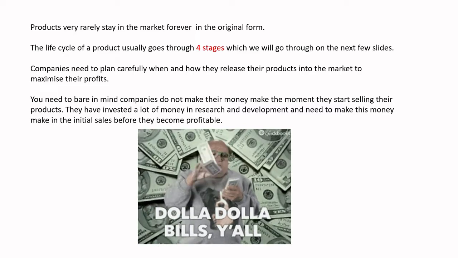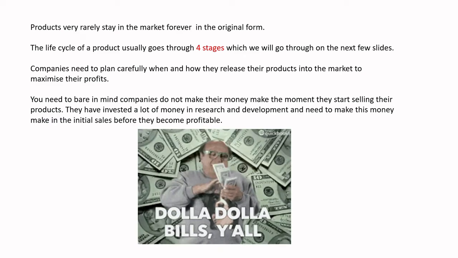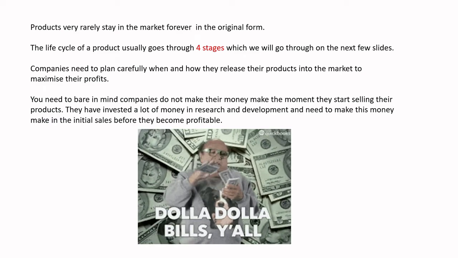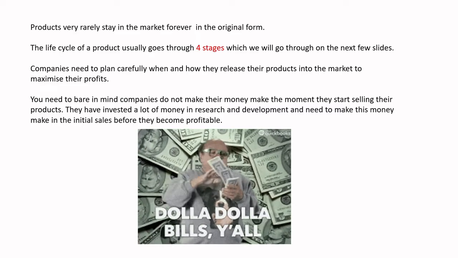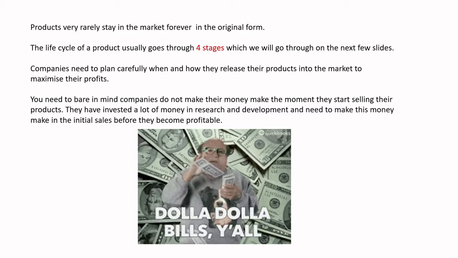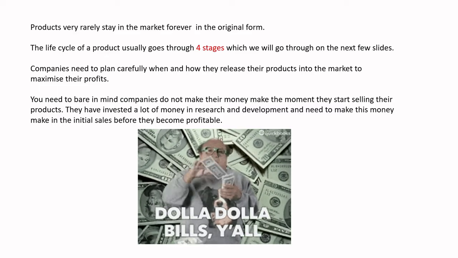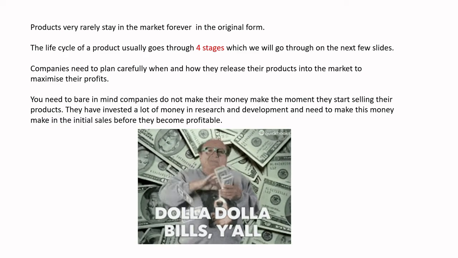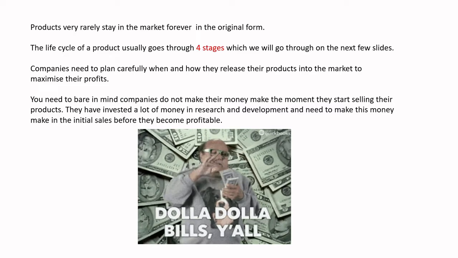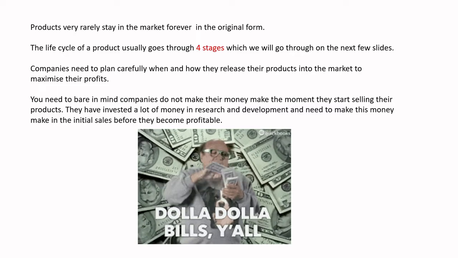The life cycle of a product usually goes through 4 stages. There's like 4.5 stages, which we'll talk through in the next couple of slides. Companies need to plan this out as carefully as possible so that they can release their products and maximize their profits. Some product life cycles are quite long, some are very, very short. Those that have good quality products and good marketing behind them should maximize the amount of time that they're making their most money.